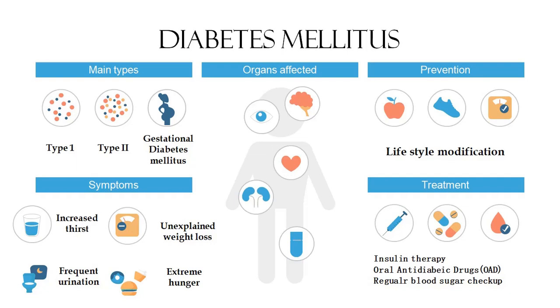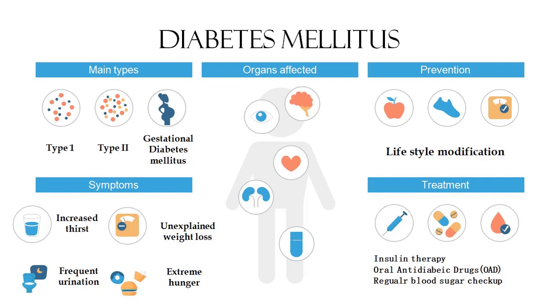There are two main types of diabetes mellitus, that is type 1 and type 2. Type 1 is insulin dependent diabetes mellitus and type 2 is non-insulin dependent diabetes mellitus. The third main type is gestational diabetes mellitus, where a pregnant woman has diabetes mellitus. The main symptoms of diabetes mellitus are increased thirst, frequent urination, unexplained weight loss, and extreme hunger.